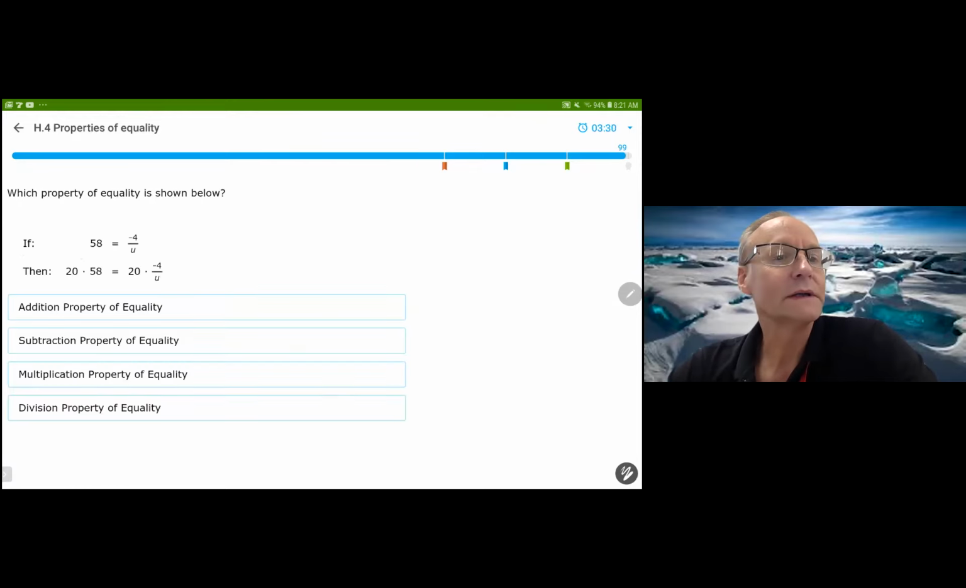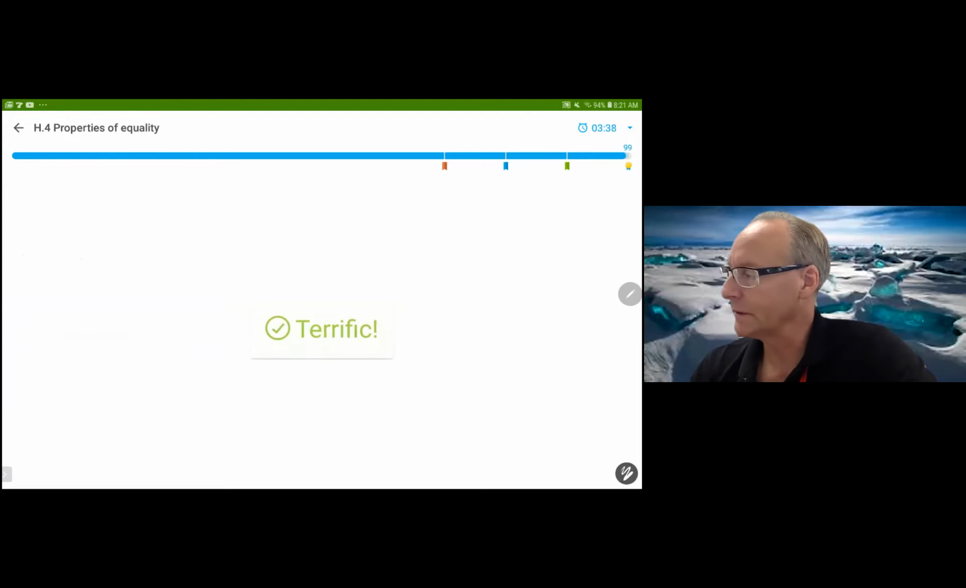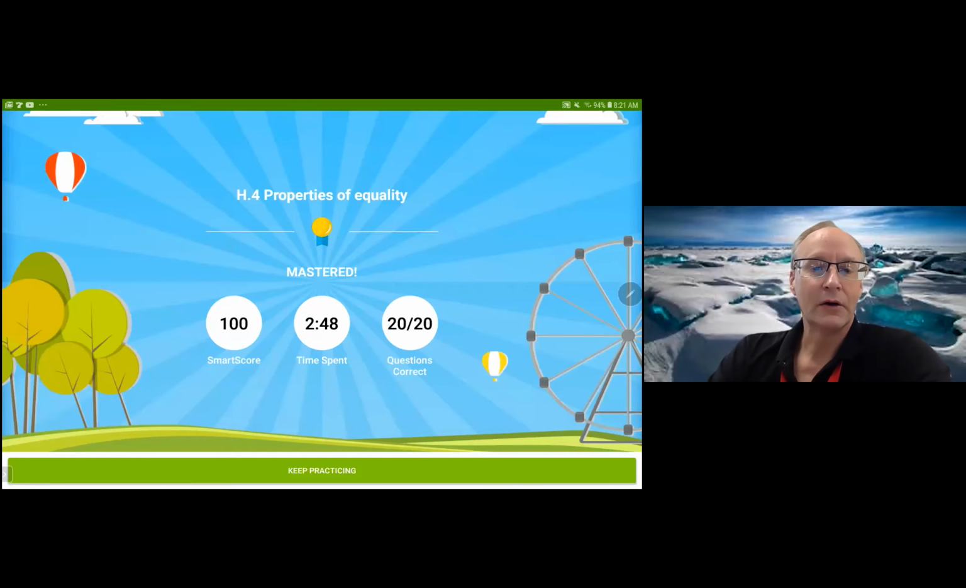And the last one, they multiplied by 20 on both sides. Oh, they finally gave us a multiplication property of equality. And we're all done. Nice, easy one. Hope you got it because that's a really good thing to know, the properties of equality.